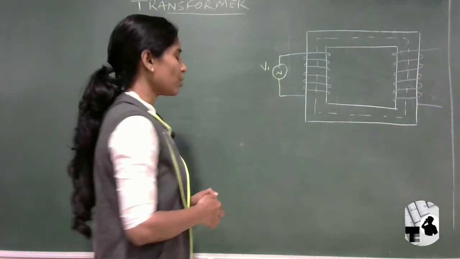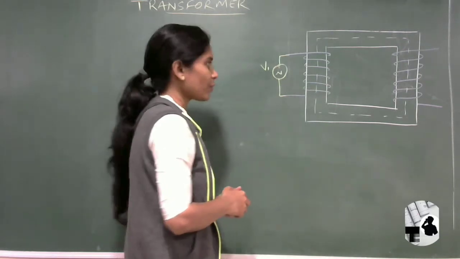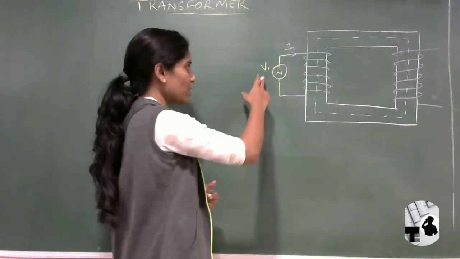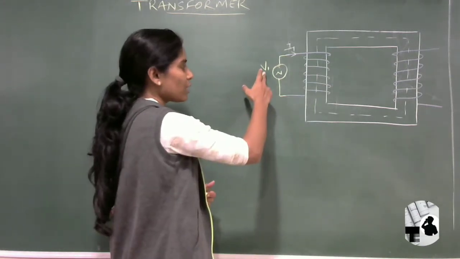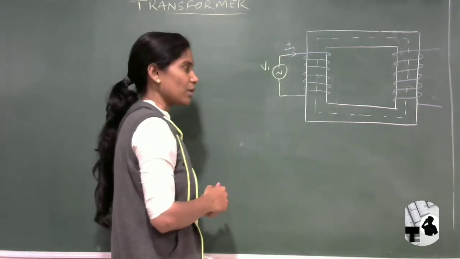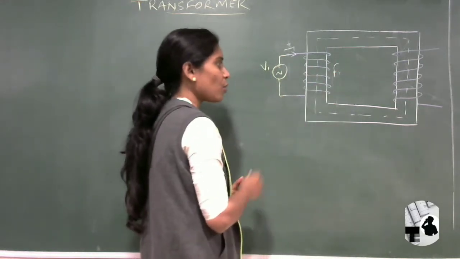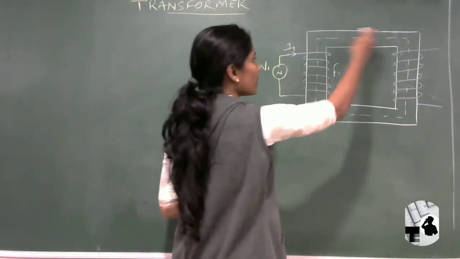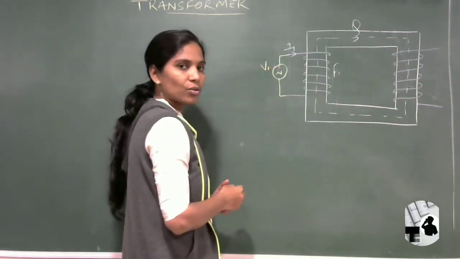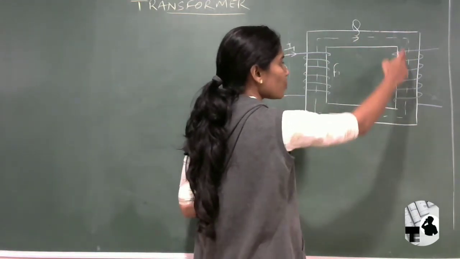We have seen that an AC supply V1 is supplied to the primary winding. At the primary winding we get the current I1 because of V1. As V1 is sinusoidal in nature, the current I1 will also be sinusoidal, so the MMF we get is also sinusoidal. Due to that, the flux circulating through the transformer core is also sinusoidal in nature.